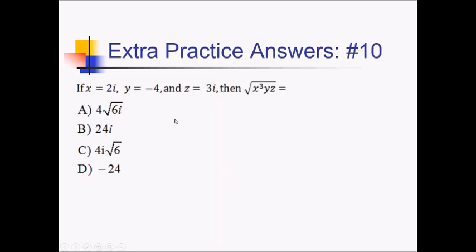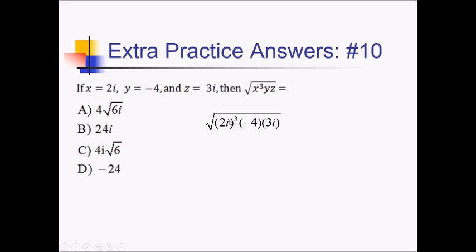On this problem, we're given that x has a value of 2i, y is negative 4, and z is 3i. Based on that, we want to try to take the square root of x cubed yz. Well, we're going to start by replacing the variables with what they stand for. So this can be rewritten as the square root of, now we have parentheses 2i cubed times negative 4 times 3i, like so. All right, at this point, before I do anything else, I'm going to simplify this third power exponent, because in PEMDAS, exponents come before multiplying.